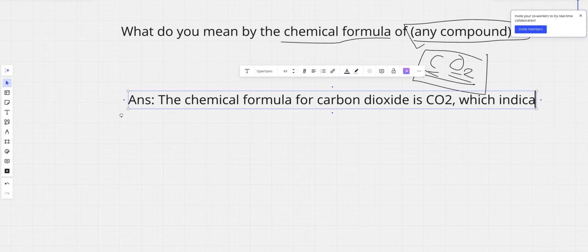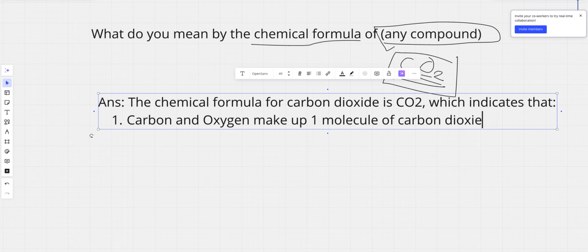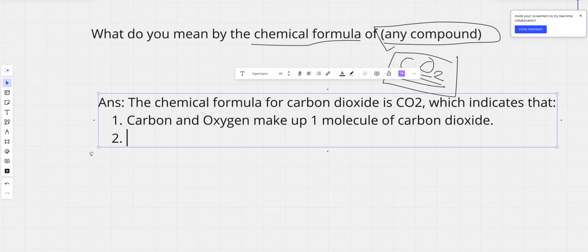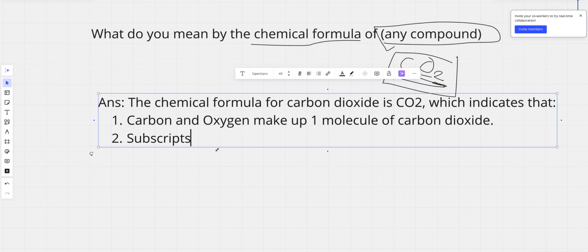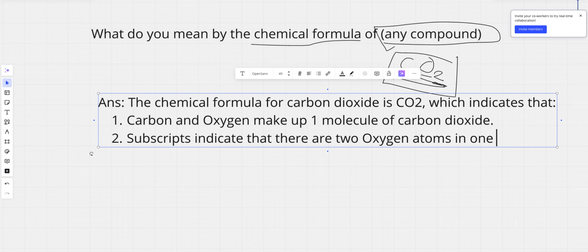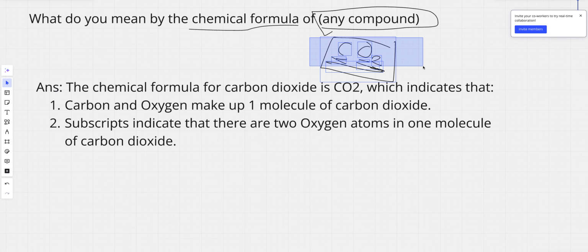which indicates that, number 1, carbon and oxygen make up one molecule of carbon dioxide, or CO2, and number 2, subscripts indicate that there are 2 oxygen atoms in one molecule of carbon dioxide. That's the answer.